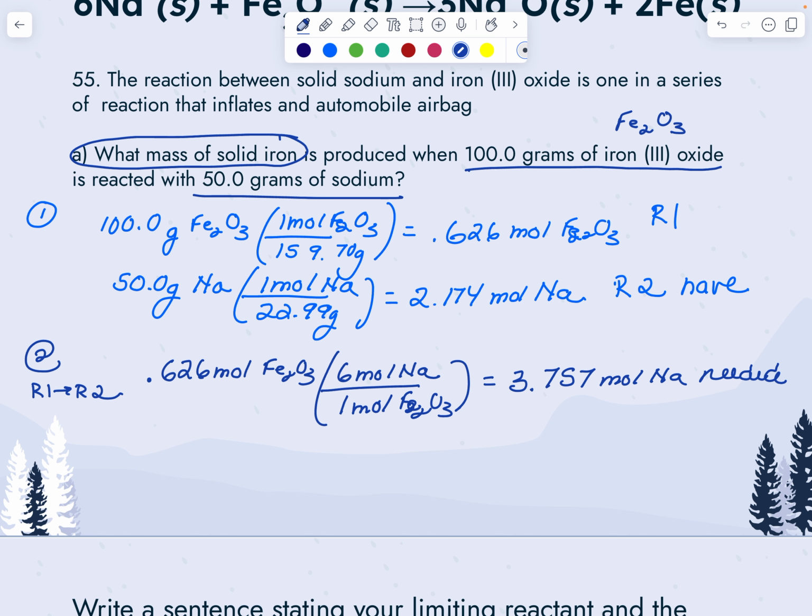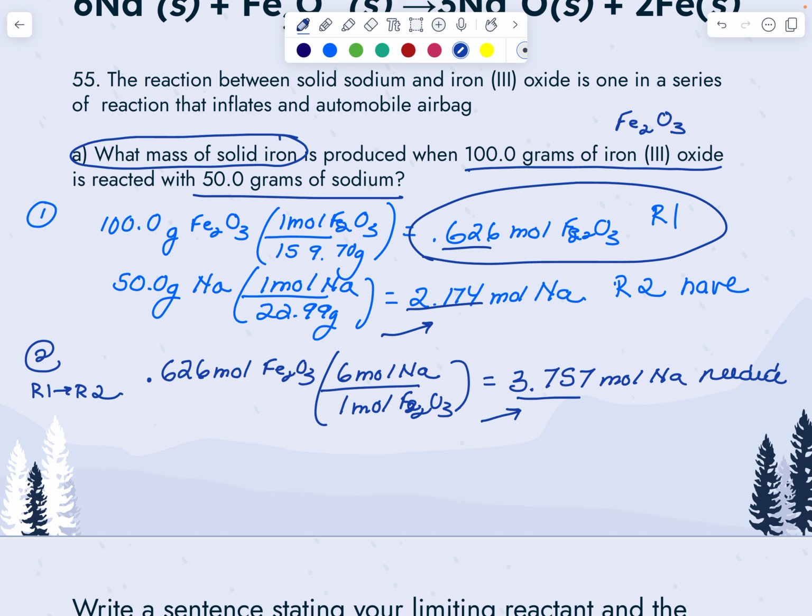So really think about what all these numbers mean, because a lot of times students get confused with looking at these 3 numbers and sort of figuring out what they mean. The question that you're asking yourself is, can I use all of this? And what we just figured out here was, well, to do that, I'm going to need to use 3.7 moles of sodium. I have 2.1 moles of sodium.